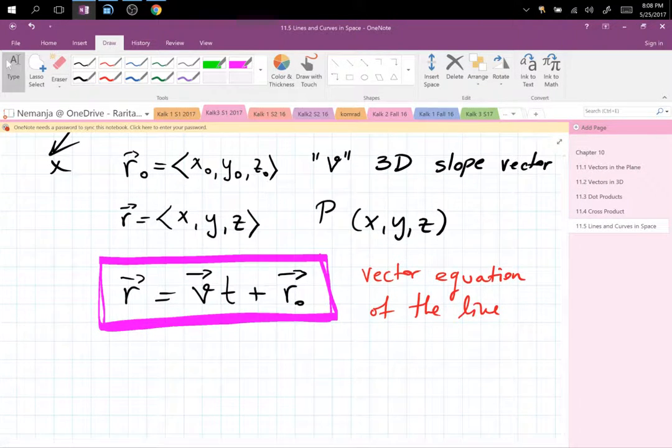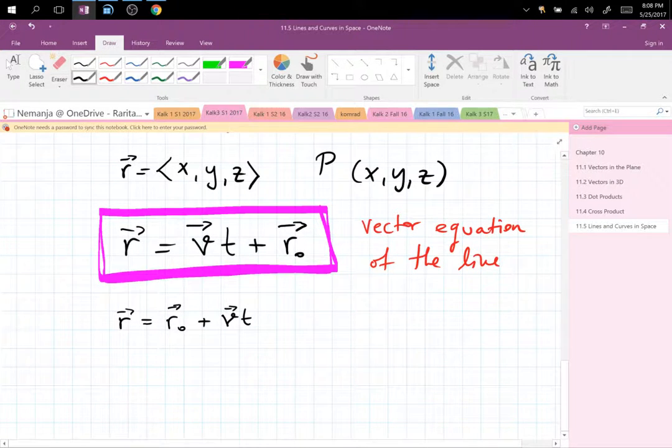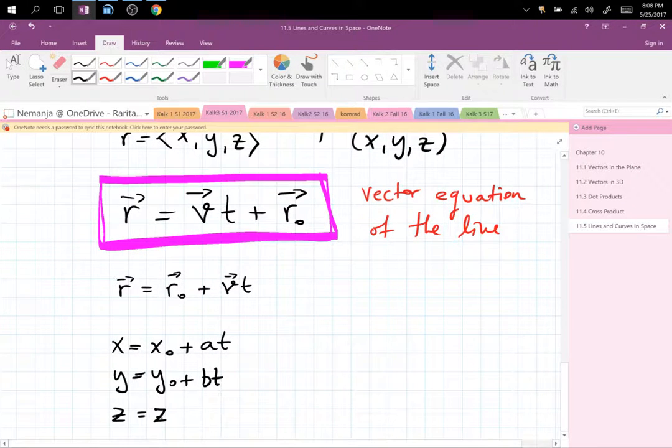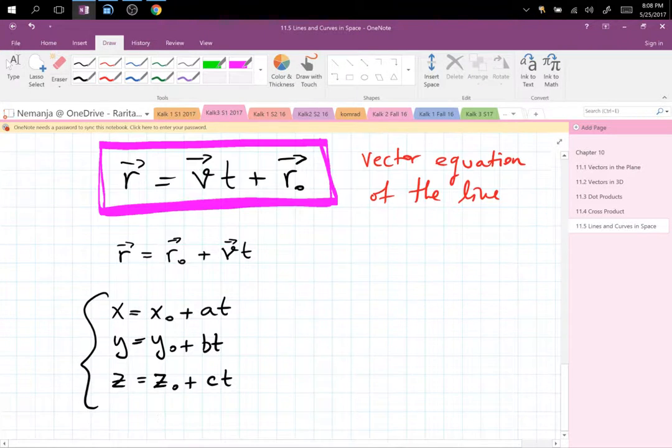Now, we understand that vector R is x, y, z. So I'm going to first rewrite this as R0 plus vT. And then I'm just going to write it out. X equals x0 plus aT. Y equals y0 plus bT. And finally, Z equals z0 plus cT. That's the parametric set. You do not get to break this and use one equation at a time. All of these have to be used at the same time.